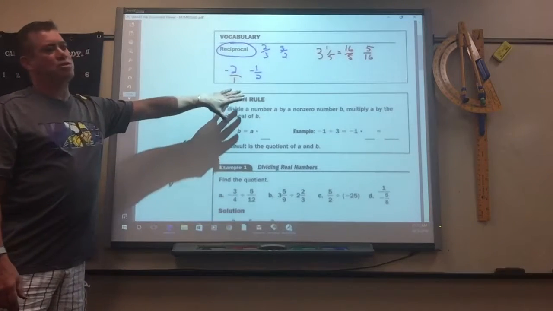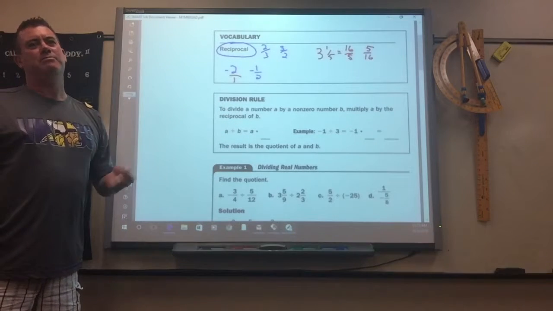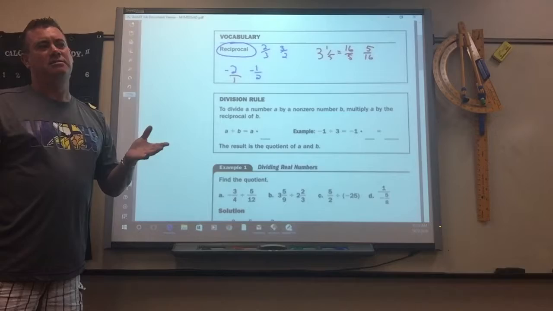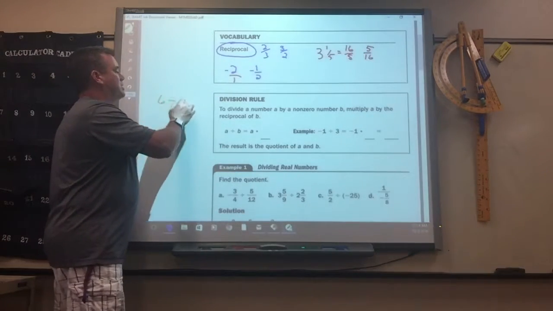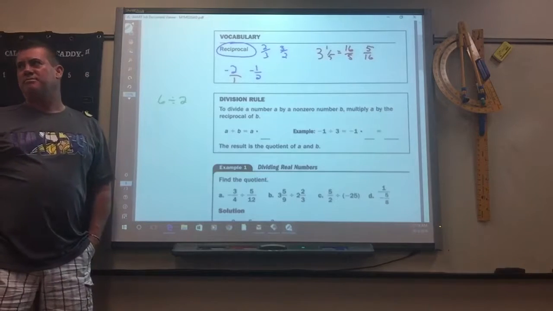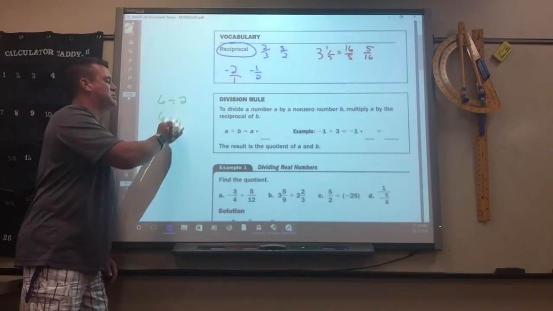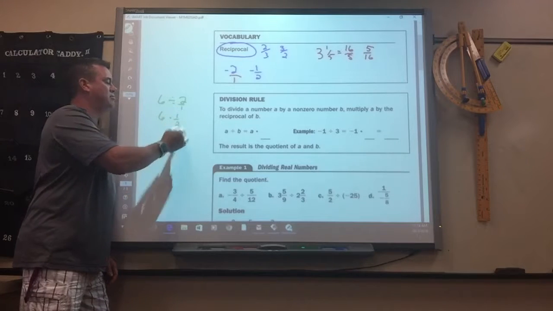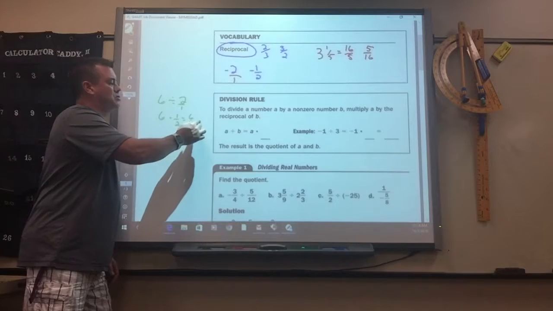But the actual division rule is you take the first number times the reciprocal of the second. So if you're taking 6 divided by 2, we know that's 3, right? Actually, what you're doing is you're taking 6 times the reciprocal of 2, which is 1/2. Top times top is 6, bottom times bottom is 2, and that makes 3.